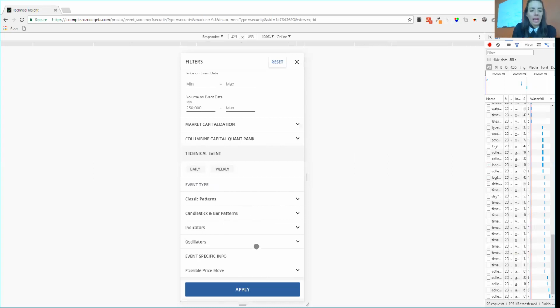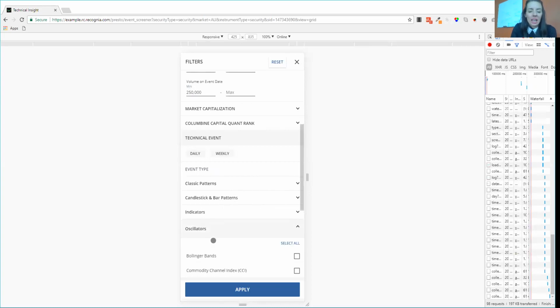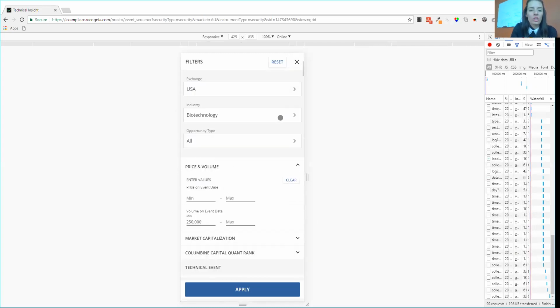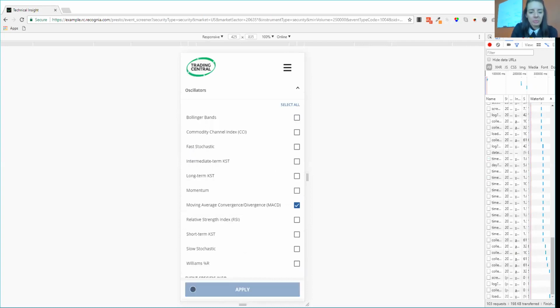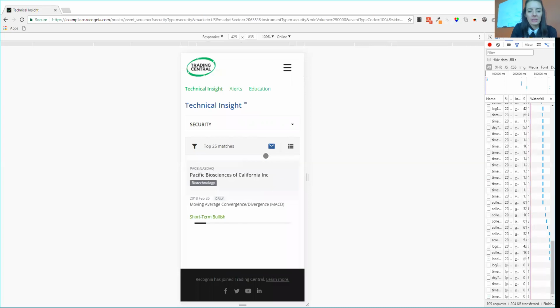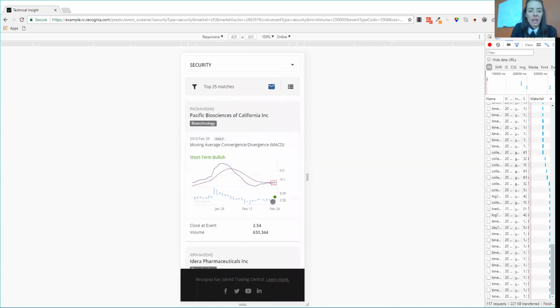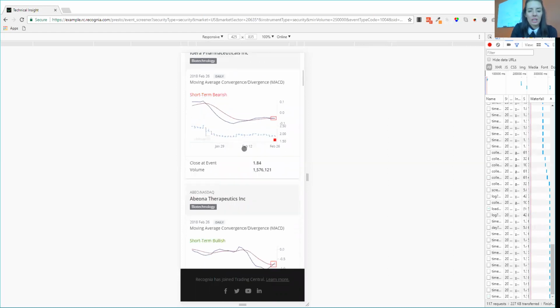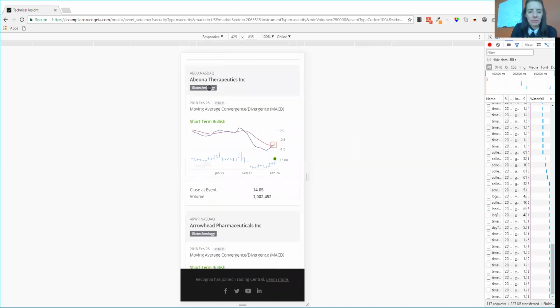It can be as simple as some of our users want to take a look at, let's say, the MACD, and be amazed by the power of being able to simply tick off MACD and find out which charts in US biotech they should be looking at today. I'll click the apply button, and instantly on the go, I can see which charts have those beautiful MACD crossover events happening.